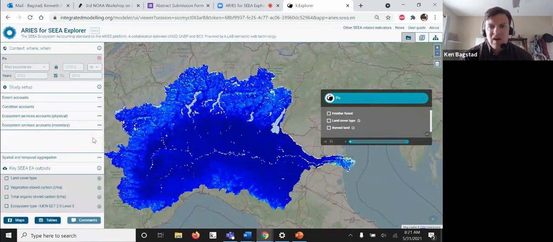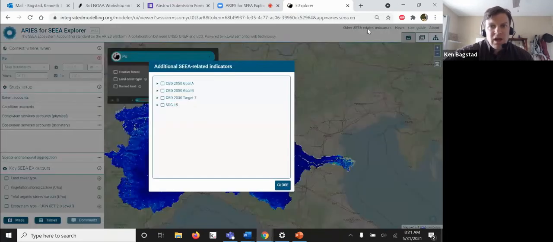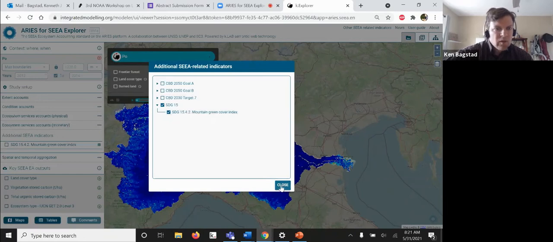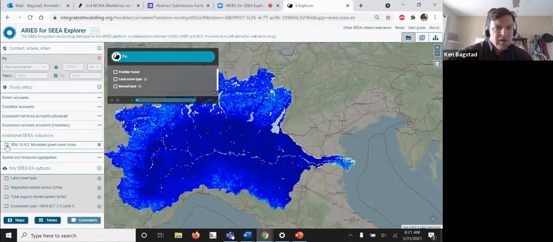on your application. The last thing I'll mention is indicators that go beyond ecosystem services. We want to support the compilation of things like the Sustainable Development Goals and the Convention on Biological Diversity goals. So we have a subset of indicators that we've developed that can be compiled automatically in ARIES. And if I go to this other SEEA indicators and click on, for example, this Mountain Green Cover Index as one example, I get a new checkbox here, which lets me run another model. And I can just click on that and that can run.